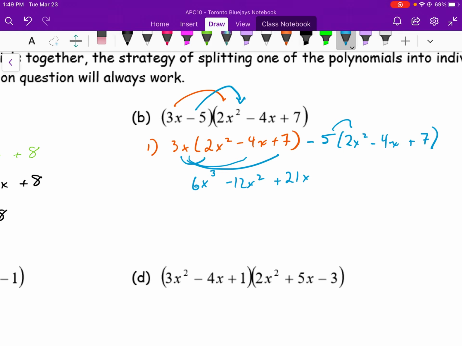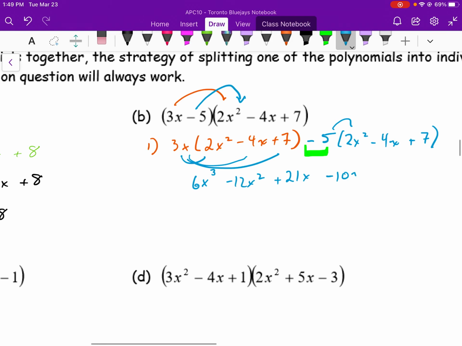Negative 5 times 2x. Now notice I'm not dealing with a subtraction. I'm just treating this as a term, negative 5. Negative 5 times 2x squared, that's negative 10x squared. Negative 5 times negative 4x, well, I multiply the coefficients. Negative 5 times negative 4 is positive 20, because a negative times a negative is a positive. And I notice that there is no variable with that negative 5, so it's just positive 20x. Last but not least, negative 5 times 7 is going to be minus 35.